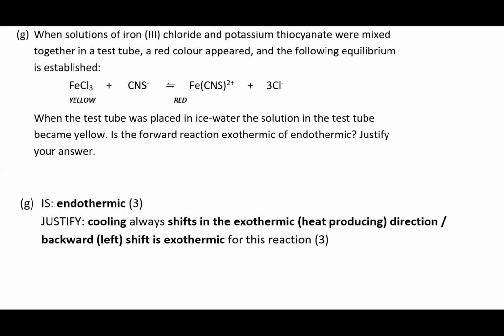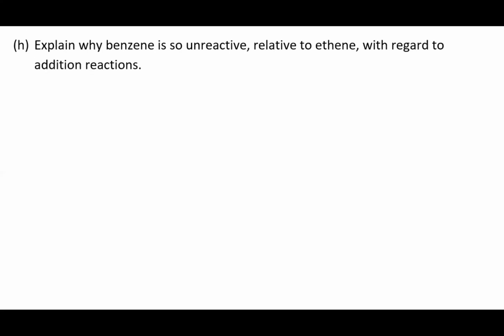Okay, why is this? Well, when you place it in the ice water, cooling the reaction, this always shifts the reaction in the exothermic direction. And we can see the color goes yellow, so it's been shifted to the left-hand side or in the reverse or the backward direction. So that means the reverse reaction must be exothermic, so the forward must be endothermic. Next question.